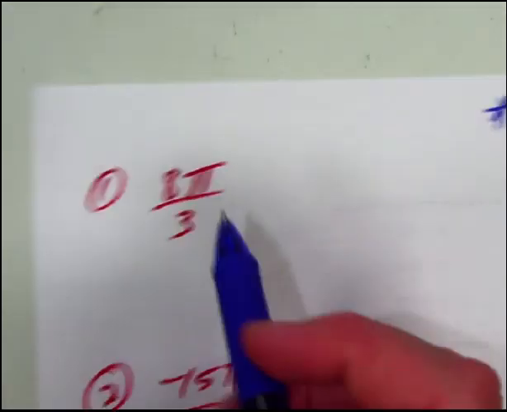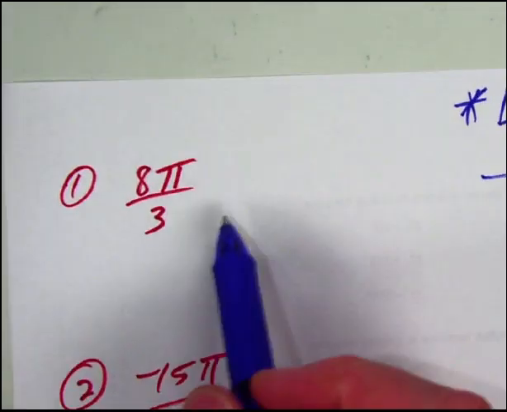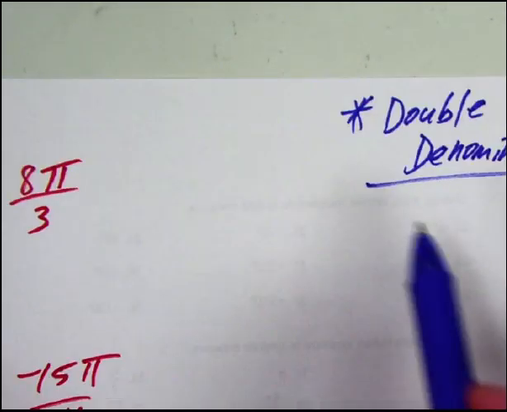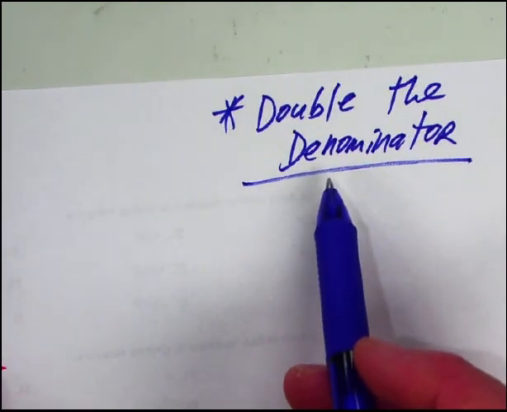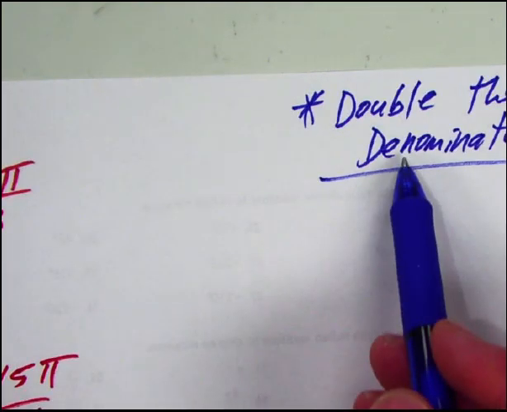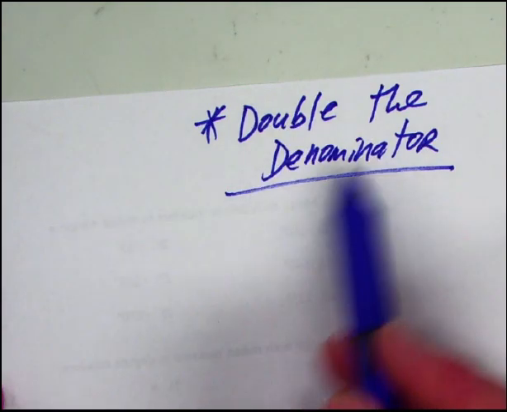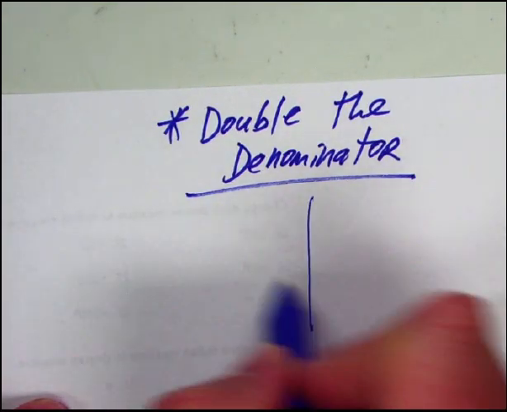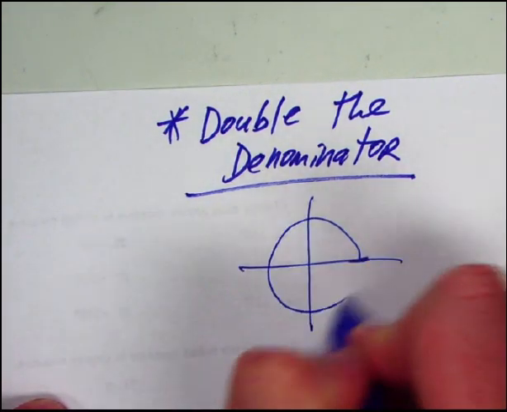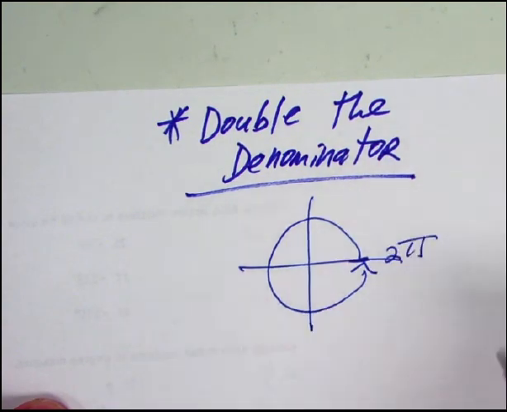And in radians, if we have 8 pi over 3, the key that we're going to talk about in class is doubling the denominator. We want to double the denominator and take out those full laps. This needs a little bit of explaining, because if I were to start here and go all the way around, that is 2 pi, which is a full lap.